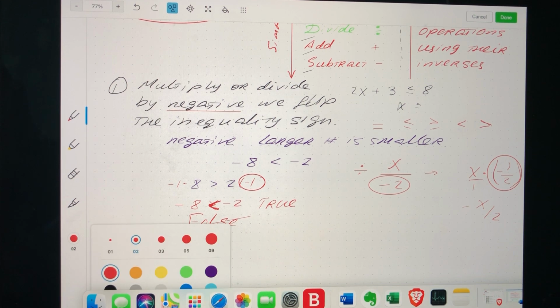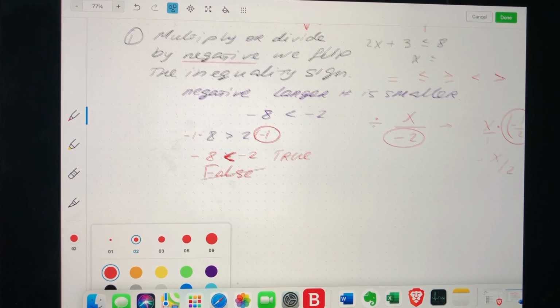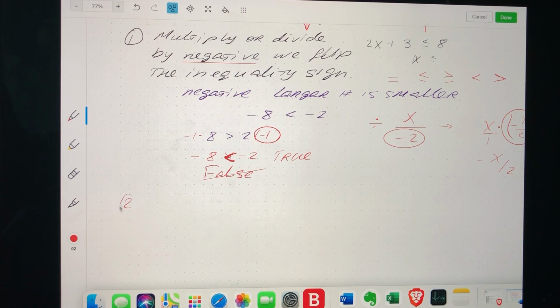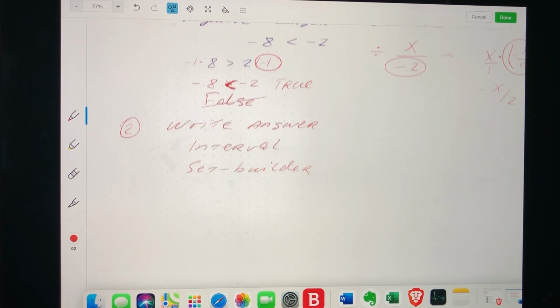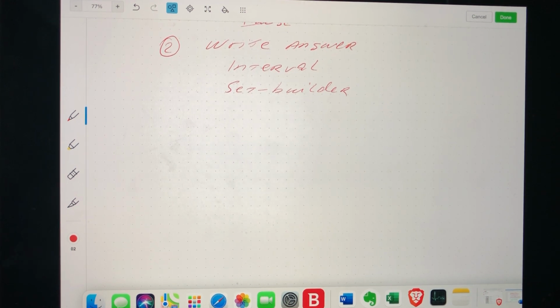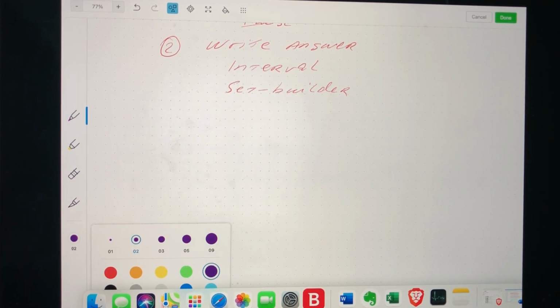And then the second difference is that when we find the solution, we have to write it differently. So we write our answer either in interval form or set builder. And we'll talk about both of these ways in a second when we actually practice an actual question. So let's go ahead and do a simple question and see what these operations actually mean.